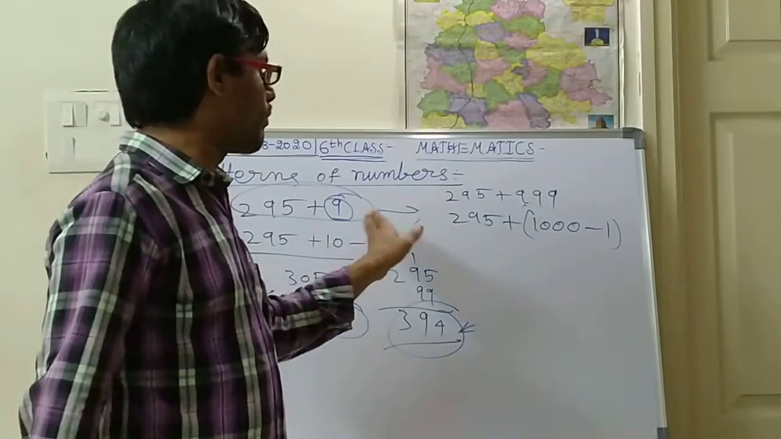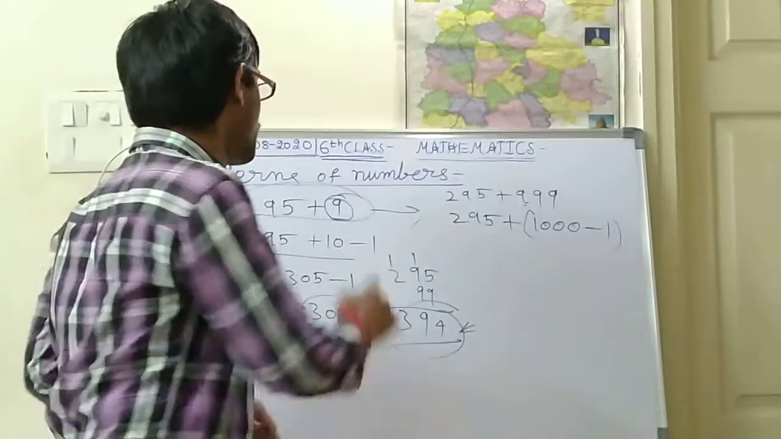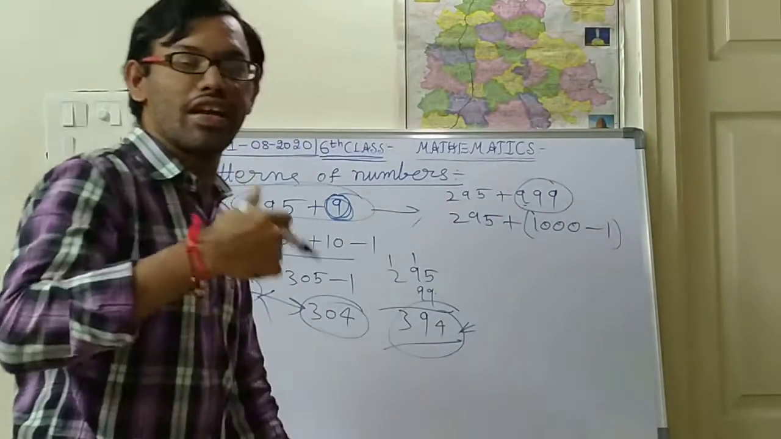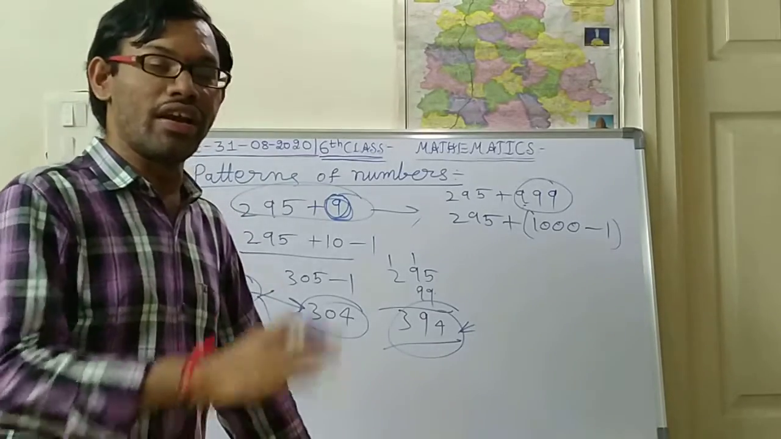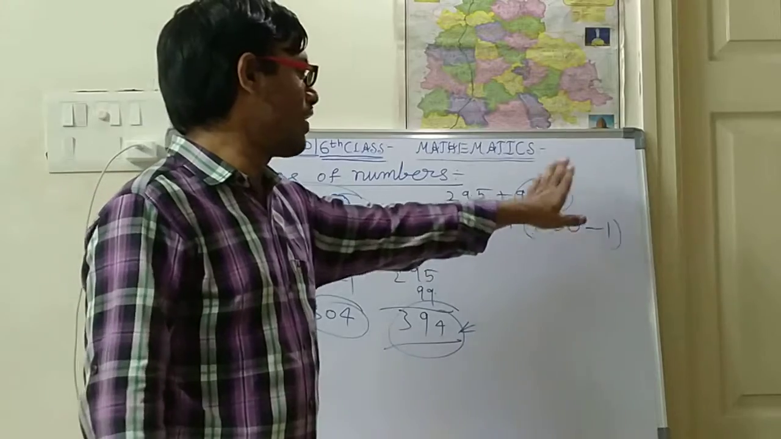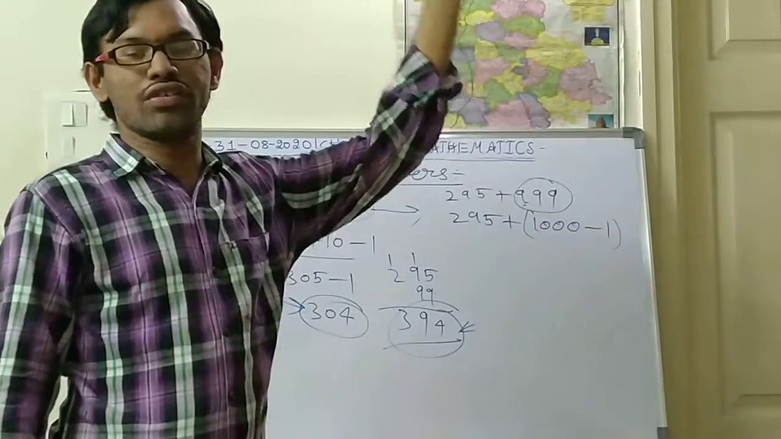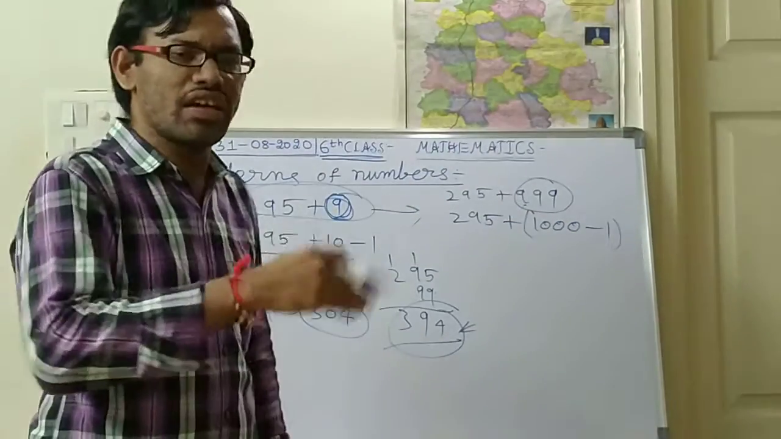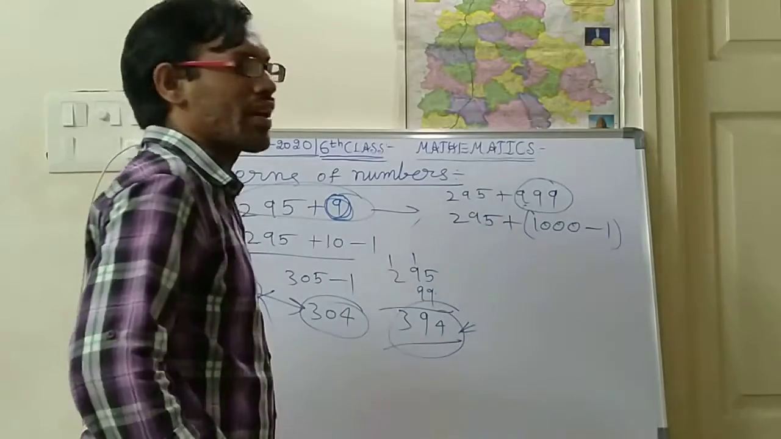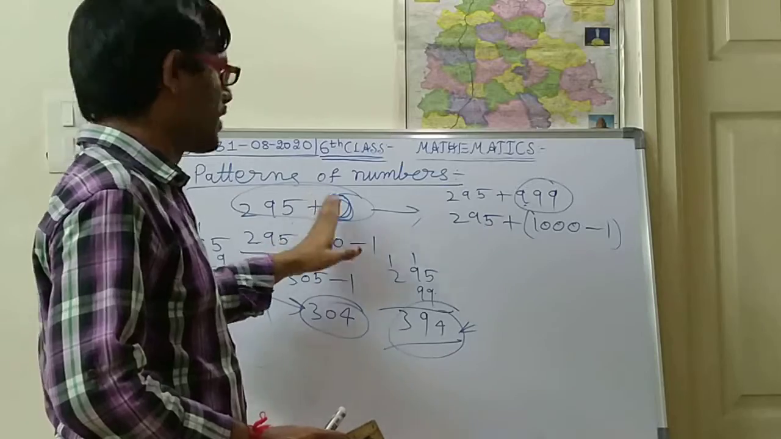So this is about addition with the greatest single digit number, the greatest digit numbers. Like this, with 9, with 99, with 999, with 9999. So like that it will go on extending. Here this is a pattern. So this is about the addition.